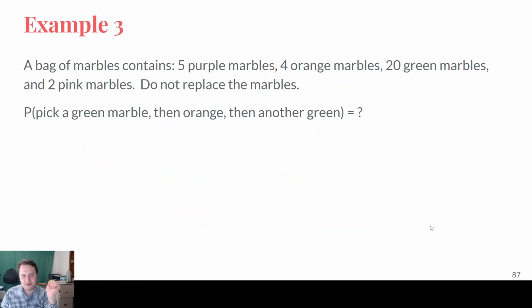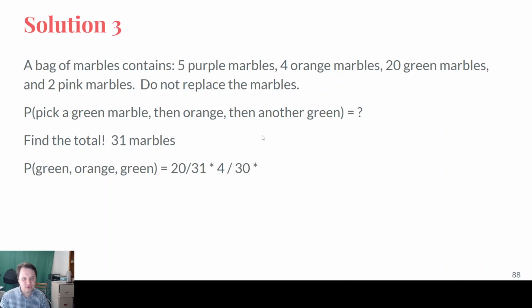Let's do another example of that. I think it'll make sense after this one. We have a new bag. We have 5 purple marbles, 4 orange, 20 green, and 2 pink. We are not replacing the marbles. What's the probability of picking a green one, then an orange one, and then another green one? Again, we're not replacing the marbles each time. These are dependent events because these events depend on what happened before. Let's do it.